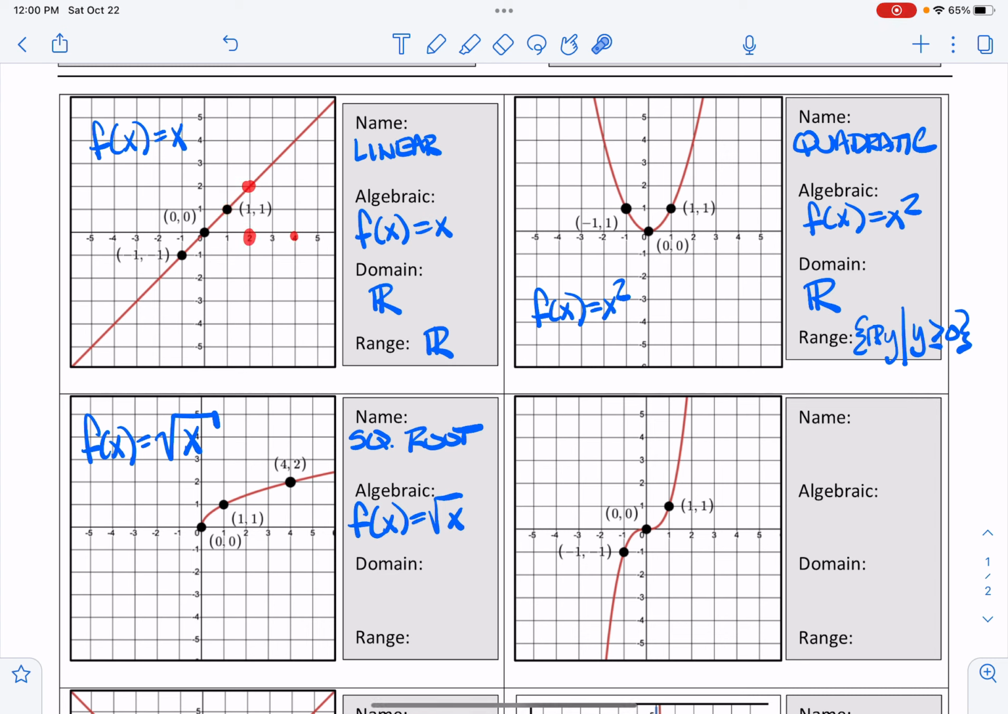If x is 4, y is 4. On this one, if x is 0, 0 squared is 0. If x is 1, 1 squared is 1. If x was 2, 2 squared would be 4. So I can easily just find these points.